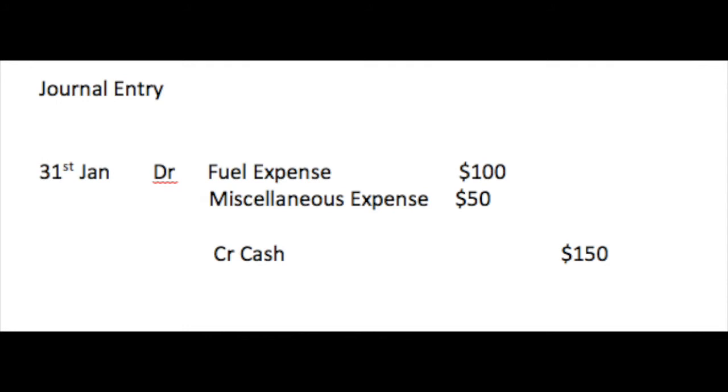As a check is cashed to replenish the petty cash fund account, a journal entry is required. This entry involves the specific expense accounts being debited and then the cash account being credited to replenish the fund. In this case, fuel expenses is debited for $100 and miscellaneous expenses is debited for $50. Then, the cash account is credited for $150.